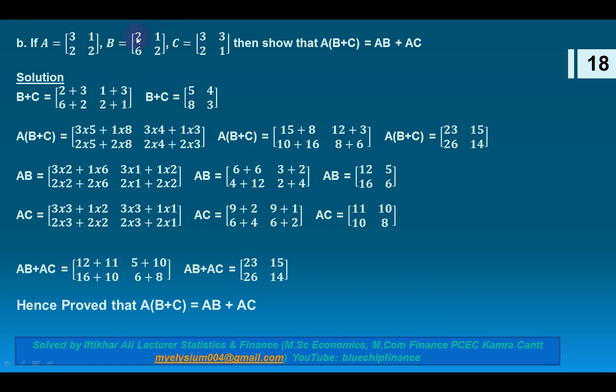Similarly, we will calculate A multiplied by C, and the result will be [11 10; 10 8]. Now we will add up these two matrices, AB and AC. 12 plus 11, 5 plus 10, 16 plus 10 and 6 plus 8, and the result is [23 15; 26 14]. So what is the result here? 23, 15, 26, 14. It is the same result as we produced here. So we can say that A multiplied by (B plus C) equals AB plus AC.